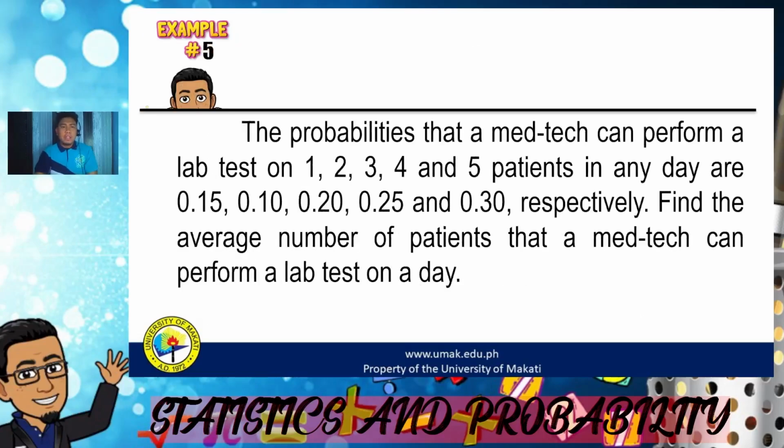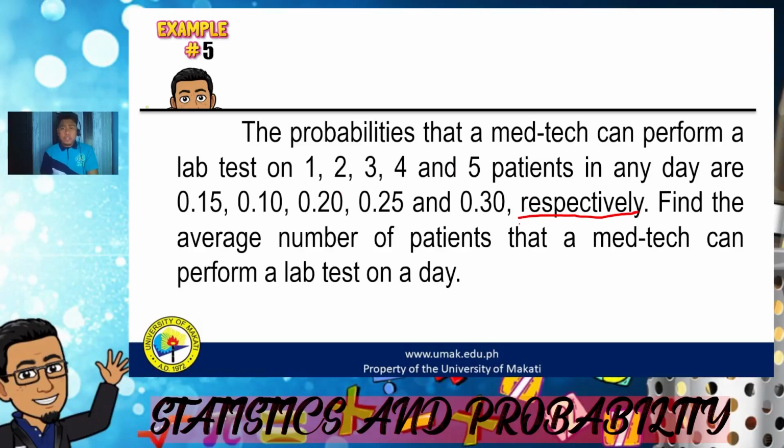Okay, now, so let's have this example of solving a mean. Okay, so the probabilities that a medtech can perform a lab test on 1, 2, 3, 4, and 5 patients in any day are 0.15, 0.10, 0.25, 0.30 respectively. Find the average number of patients that a medtech can perform a lab test on a day.